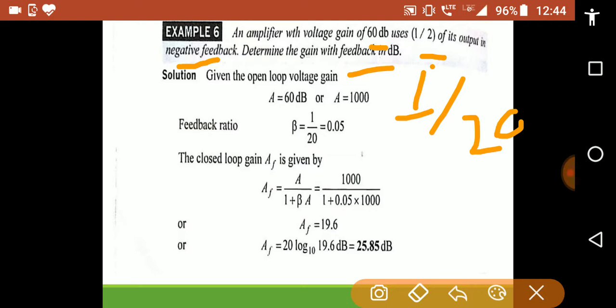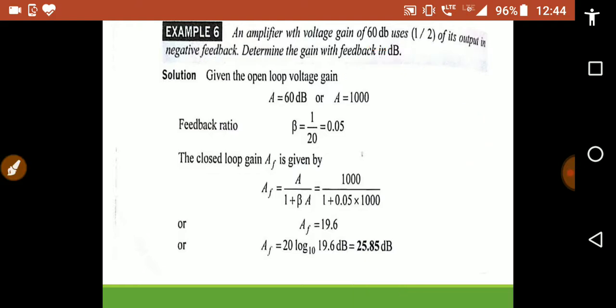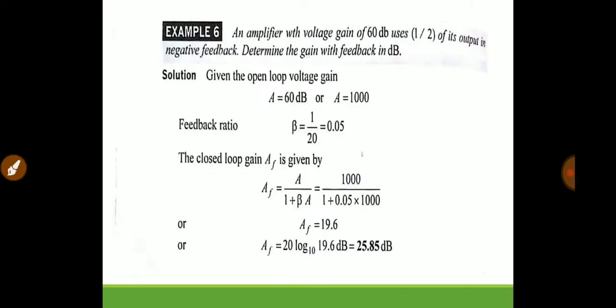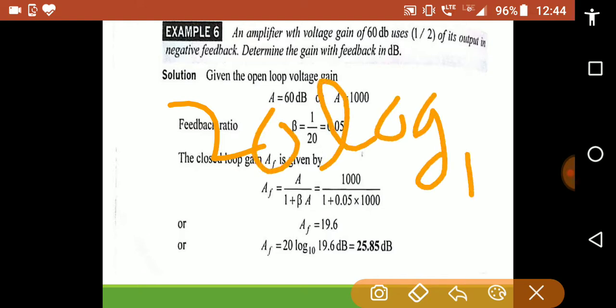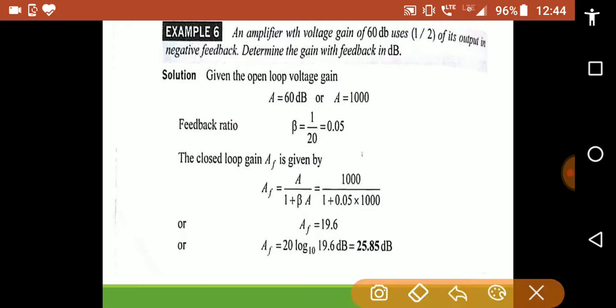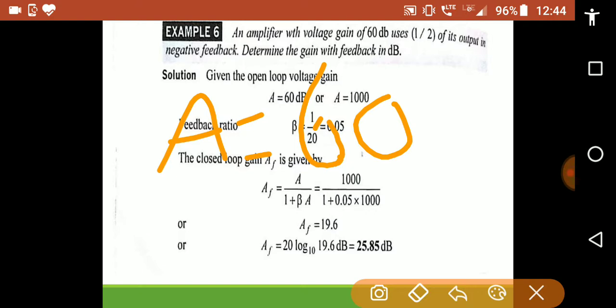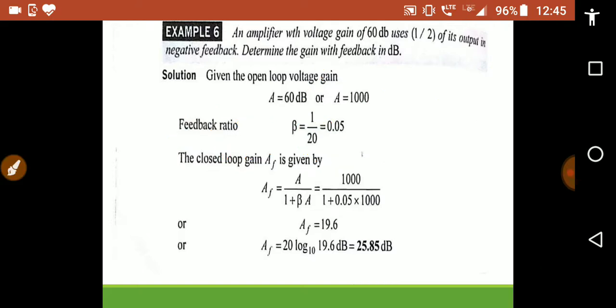We know that gain in dB equal to 20 log 10 into A. This is the formula of gain in dB. So here A equal to 60 dB. This is gain without feedback in dB. So the gain A is given as 60 dB.